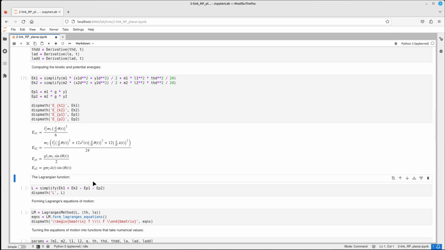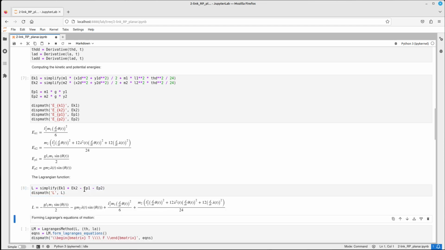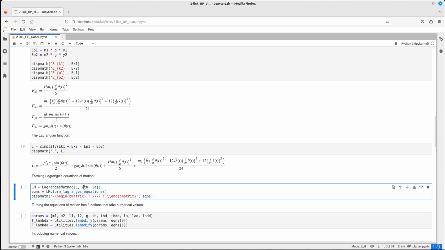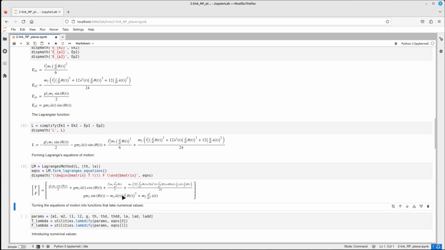The next step is to write down the Lagrangian function, or in this case, we basically add those energies. So the total kinetic energy minus the total potential energy. So let's see. This is what it looks like. And then we can use the Lagrange's method class and the method inside that class from Lagrange's equations to derive the equations of motion, which look like this.